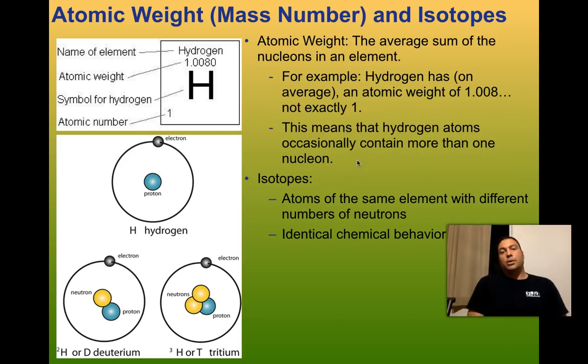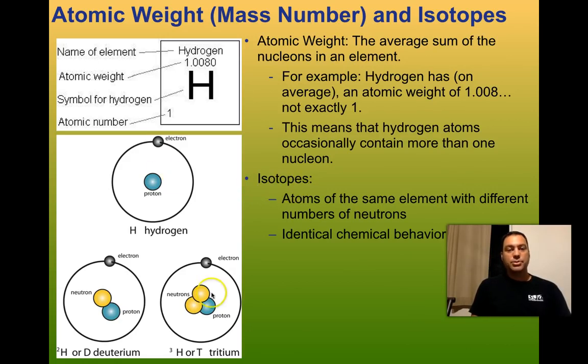And this is called an isotope when this happens. So an isotope is simply atoms of the same element with different numbers of neutrons. And they have identical chemical behavior. Let's go back to hydrogen. Hydrogen, turns out, has 3 isotopes. Iso meaning same, tope meaning type, same types.